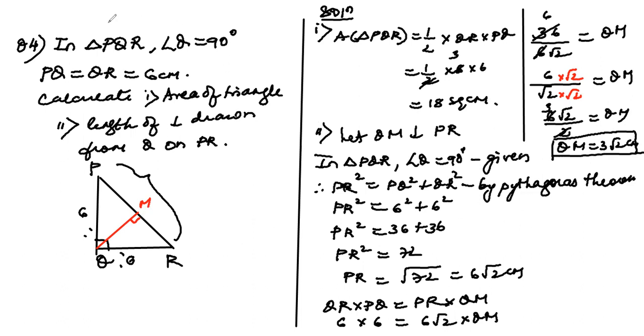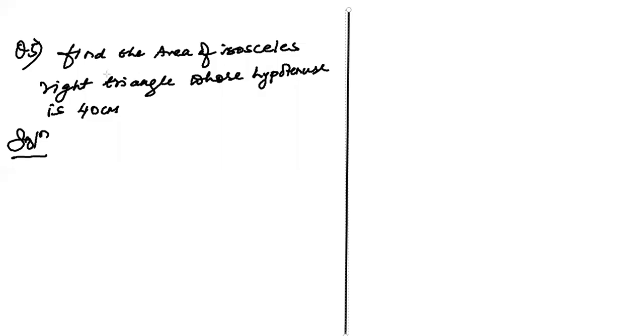Okay, children. Now we go to the next sum. Question number 5. Question number 5 says, find the area of the isosceles right triangle. Isosceles means two sides equal, but it's a right triangle.